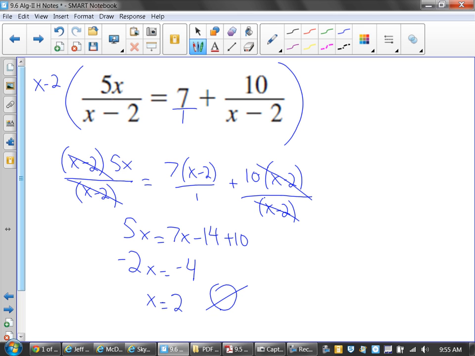Good. How do you know? Like, if x is 2, what's 2 minus 2? Can I divide by 0? Can I divide by 0? Bad things, man. So it's no solution.